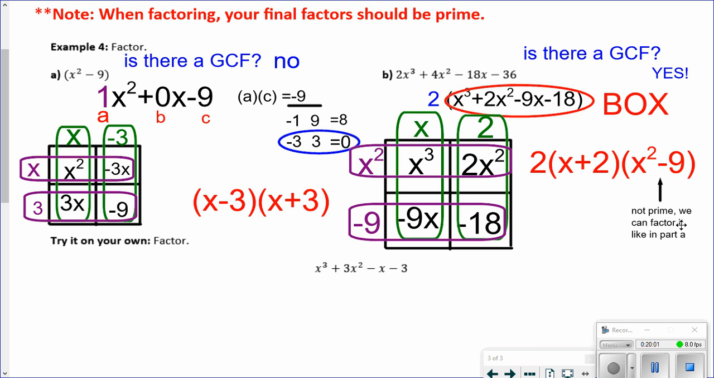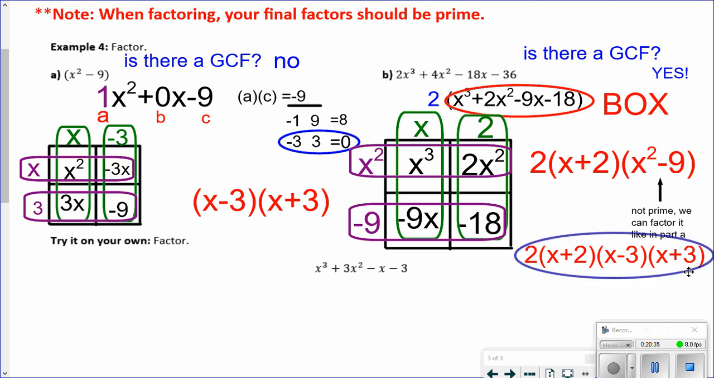So I'm not going to do all the work over again, because you guys can see it here. We need to keep going with the factored form. But I know that x squared minus 9 is really x minus 3 times x plus 3. So I'm going to rewrite it. I've got 2 as a factor, x plus 2 as a factor, and all this as factors. So this is my fully factored form. This is a really rough one, guys. This is the fully factored form because each one is prime. I can't factor them anymore.